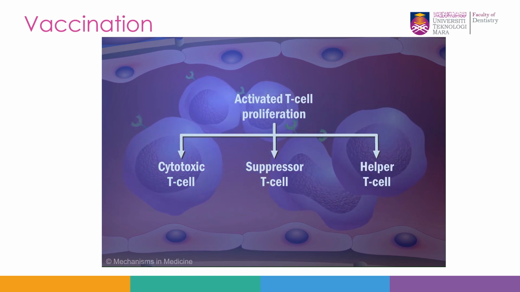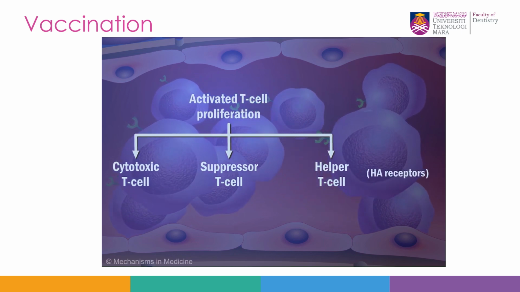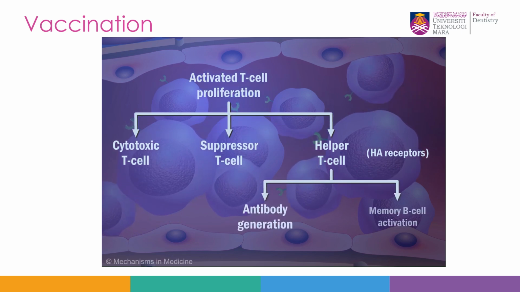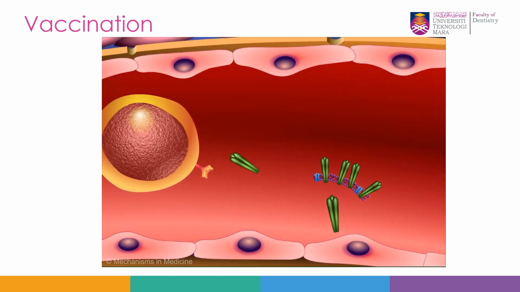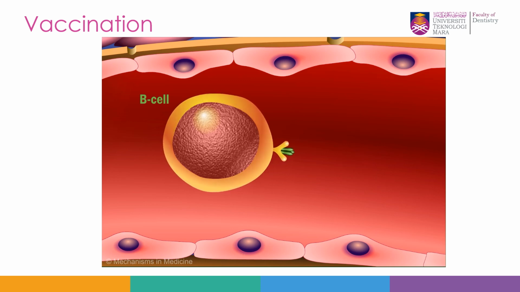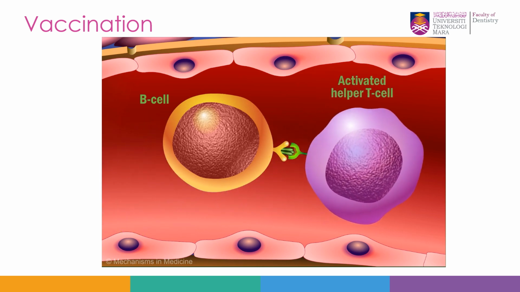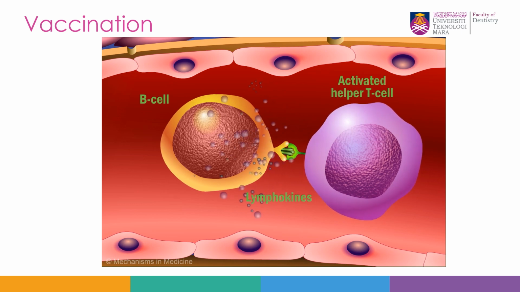Activated helper T cells express hemagglutinin receptors specific to the vaccine strand on their surface and play a major role in antibody generation and memory B cell activation. Unlike T cells, B cells are able to ingest hemagglutinin independent of the MHC. Once internalized, B cells process the hemagglutinin antigen and present it on their surface in combination with an MHC. When activated helper T cells interact with activated B cells expressing antigen MHC receptors, they begin secreting lymphokines, which have several effects.